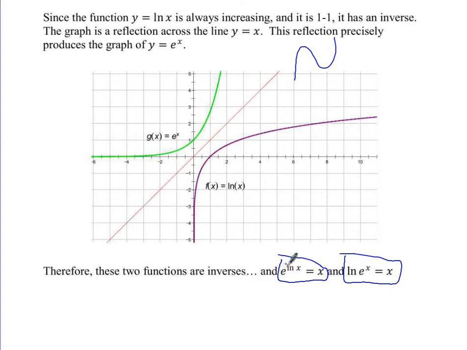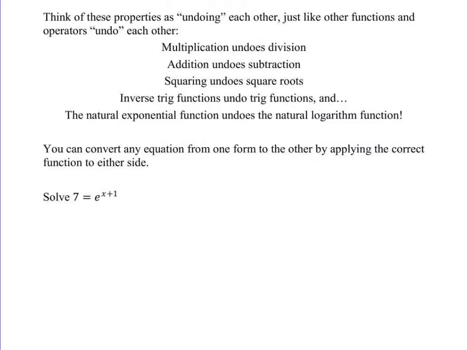So you can think of this as e to the natural log undoing each other. They disappear. The natural log of e undoes each other. They disappear. So think of properties as undoing each other, just like other functions and operators undo each other, like multiplication undoes division. Addition undoes subtraction. Squaring undoes square roots. Cubing undoes cube roots. Inverse trig functions undo trig functions. And the natural exponential function undoes the natural logarithm function.